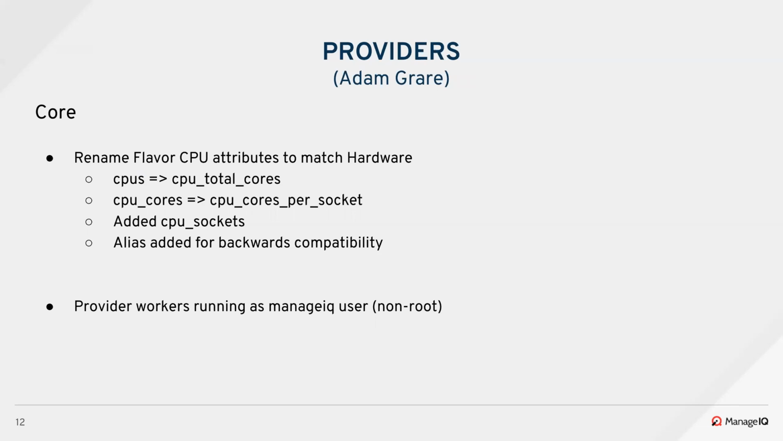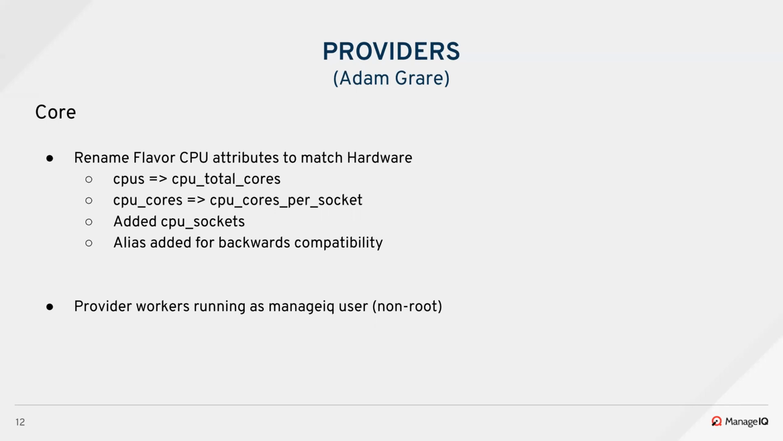So the old CPUs column is renamed CPU total cores. Typically for most cloud providers, this is the only one that's ever set. There are only a few that actually expose the CPU socket topology, and that's where it got a little bit confusing, where different providers were setting different attributes. So for providers which do expose the sockets and cores per socket, they would set the CPU cores per socket, and also we added a new column for CPU sockets. So this again just matches what you normally see on a VM or a host. We also added aliases for backwards compatibility for this.